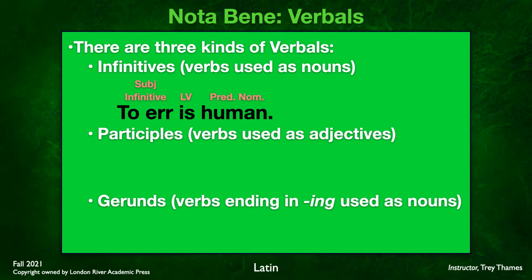So here is an example of an infinitive. To err is human. To err is an infinitive, and it's being used as a subject. So this is a use of the infinitive as a noun. It is the subject of the linking verb is, and human is the predicate nominative. To err is human.